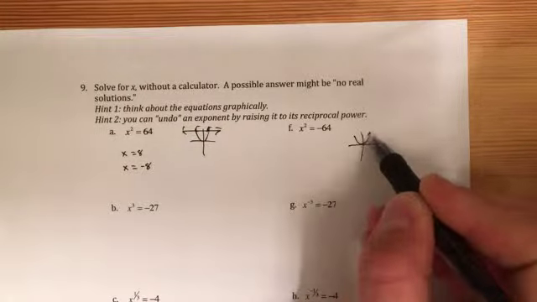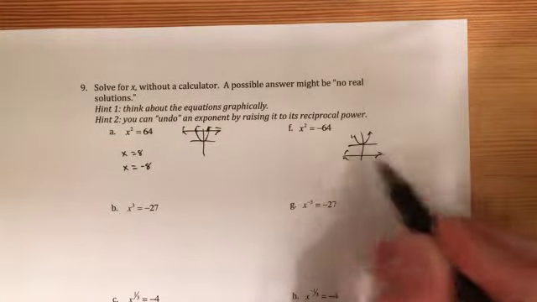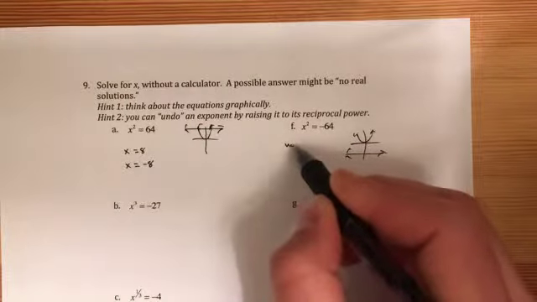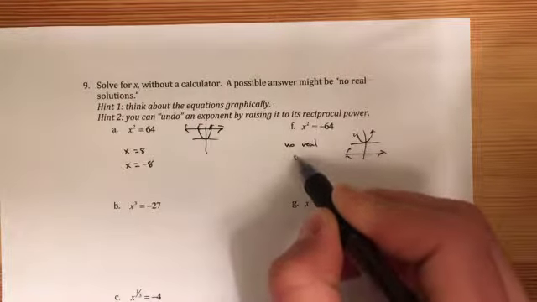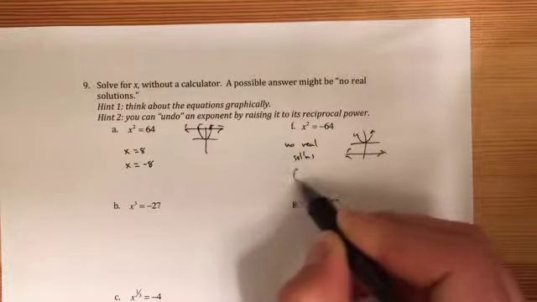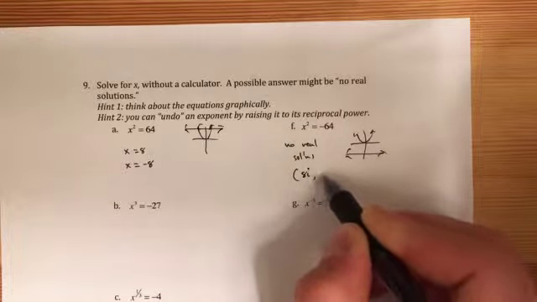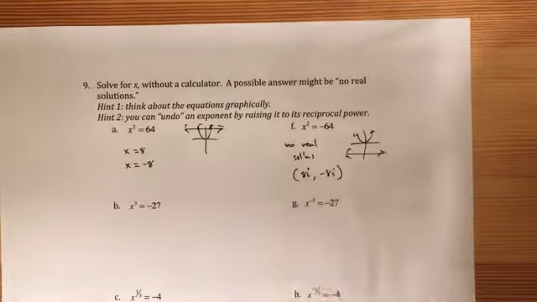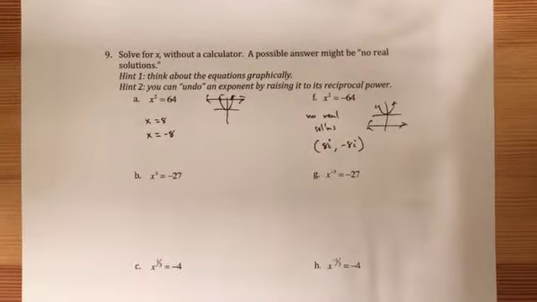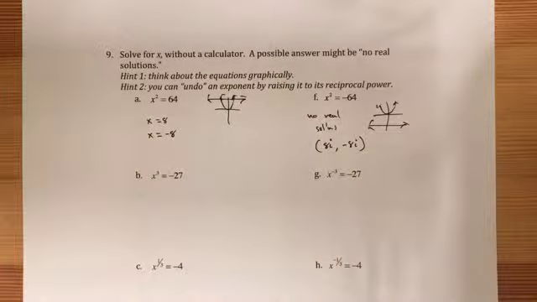Well, x squared does not cross negative 64, so there are no real solutions to this. It could be 8i and negative 8i if you want to bring in the imaginary numbers. X cubed equals negative 27.